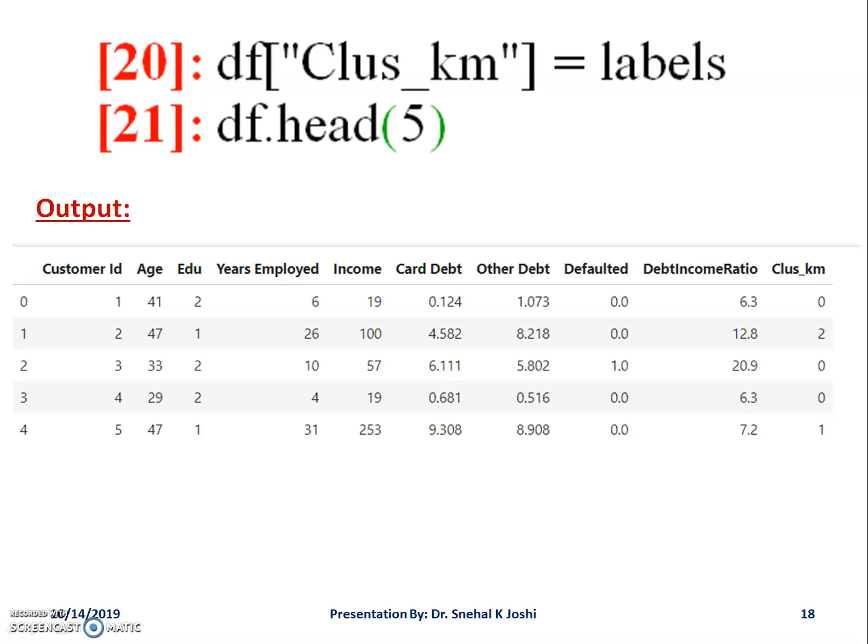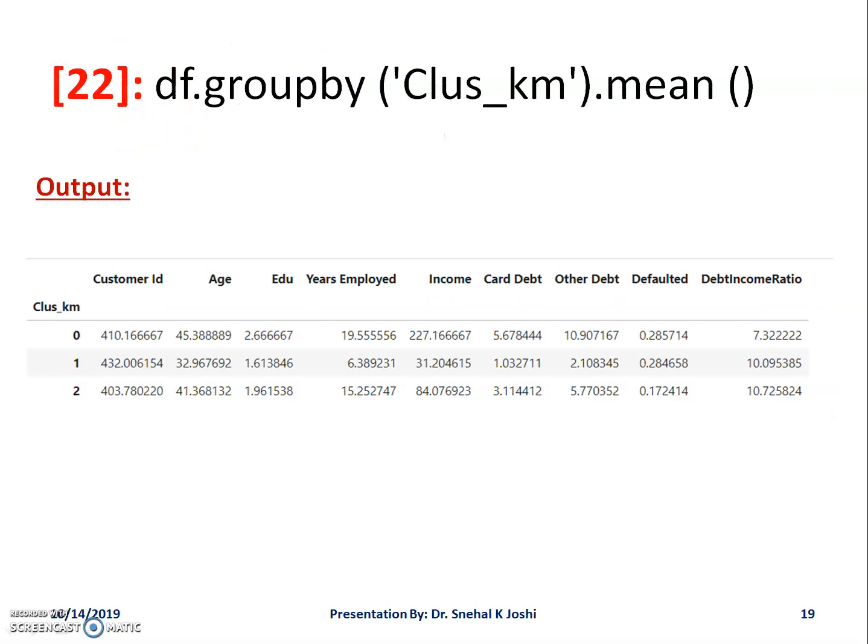Okay, so now the next part is we'll also obtain the centroid values by averaging the features in each cluster using the groupby function. It groups by Clus_km and then obtains the mean of it, as shown in code line number 22. Basically Clus_km is the cluster of k-means. It is a short form that we are using as an attribute.